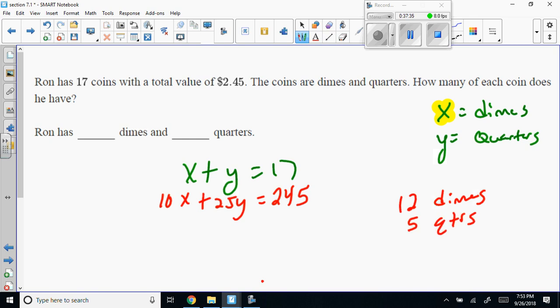Okay. Everybody in agreement? Speak now, forever hold your peace. Do I need to work it? Yes or no? Okay. Well, 5 quarters was y, right? So you're going to plug it back into the top equation. X plus 5 equals 17, minus 5 on both sides. And you got 12, right? 12 dimes.